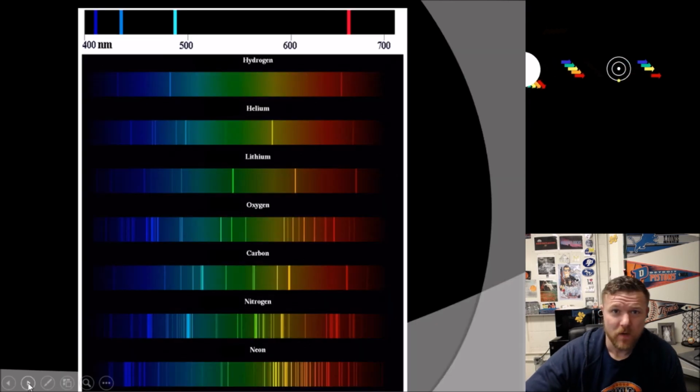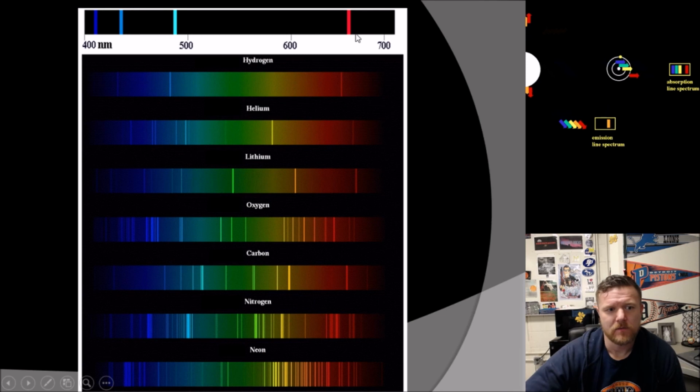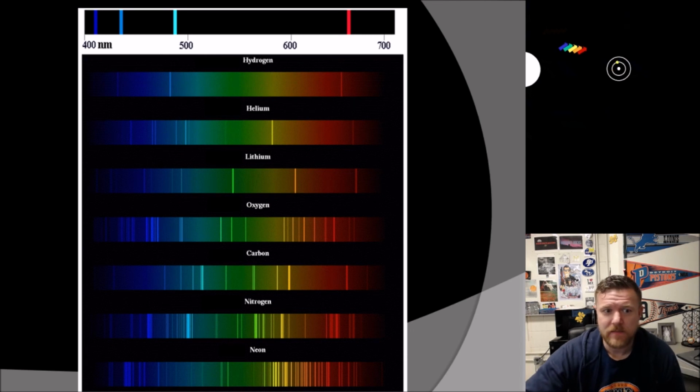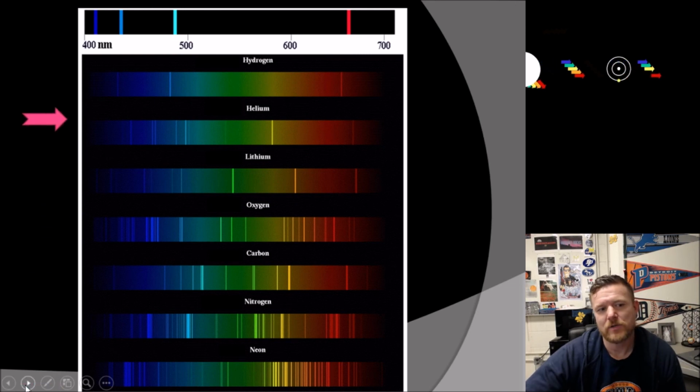So which element was that? Well, let's take a look. Which element has those lines missing and only those lines? Well, there's a red line and a green line and a blue line, and there is a line over here, you just can't see it. So that element is actually hydrogen.